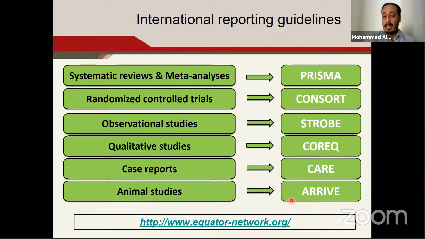And by the way, if you submit an animal study, some journals will first ask you to complete a checklist. You obtain this checklist from ARRIVE. And if you click this link, I don't really have time, you will see different guidelines for economic studies and for other types of study.